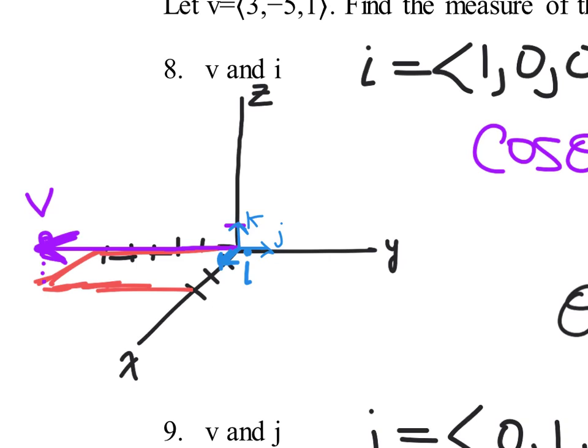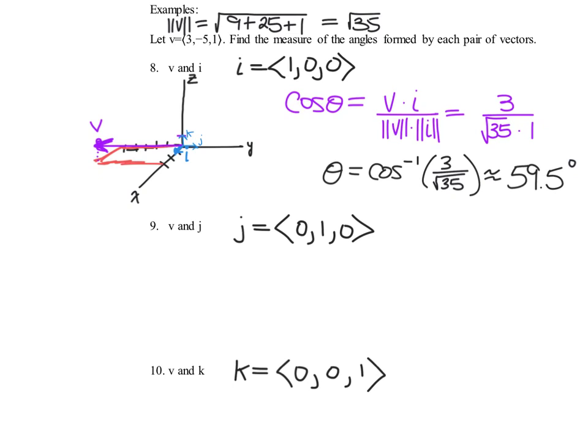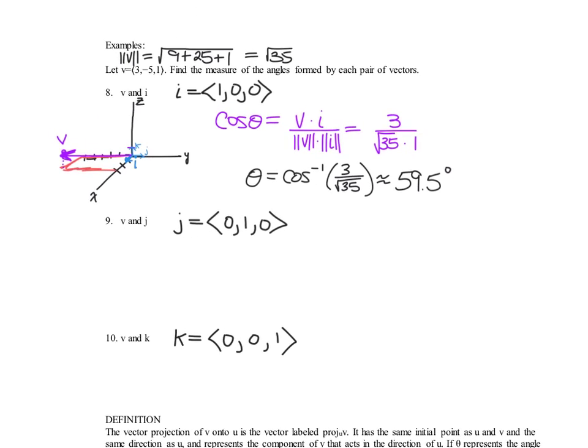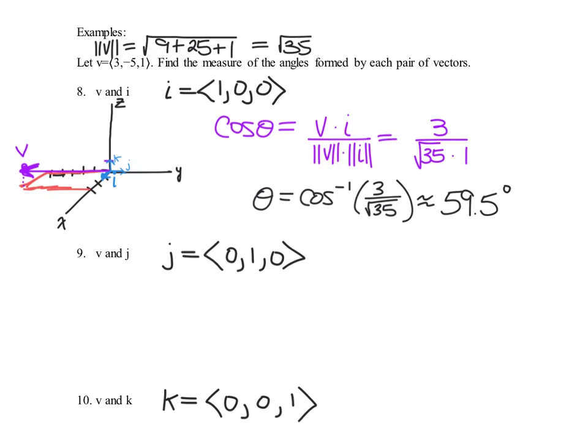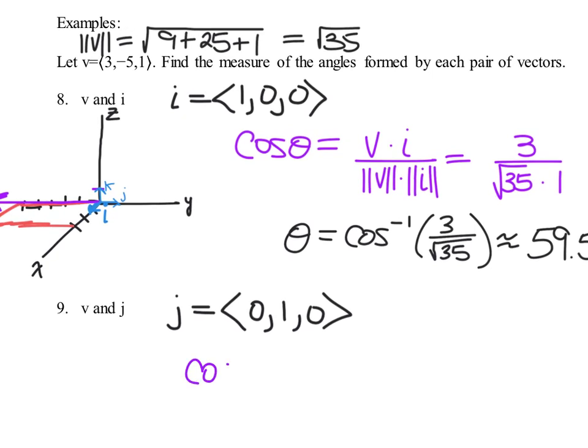All right, so basically just doing the same thing two more times, really. So it's more for practice than anything else. Cosine of theta is going to be the dot product of V and J. So the x and z terms are going to zero out, but the -5 is going to still stay on board. Vector v still has the same magnitude, root 35. Vector j is a unit vector, so magnitude of 1.